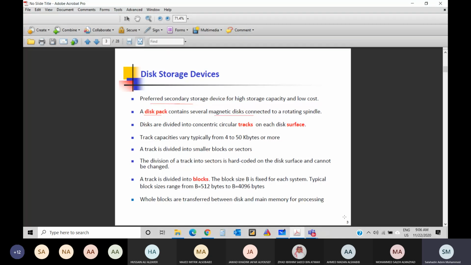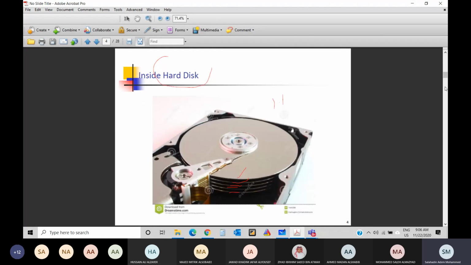So what he is telling you is, look for example at this disk. It's divided into circles. I'll show you in a bit. There are many concentric circles here. The same thing on the second one, the same thing on the third one, and so on. So I can have thousands of circles here. Each platter or each disk is divided into thousands of circles.